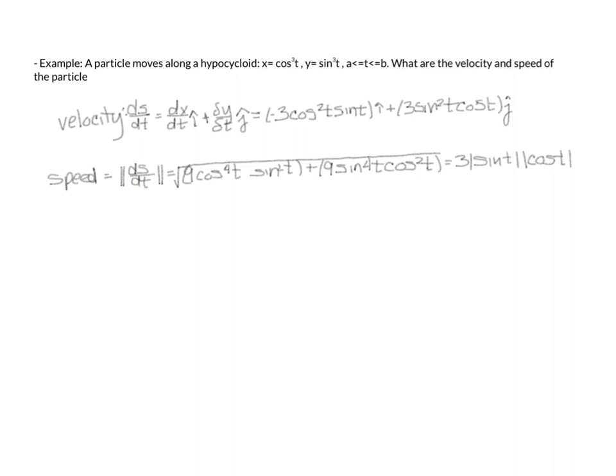Here we have one more example. A particle moves along the hypocycloid, x equals cosine cubed of t, y equals sine cubed of t, and t goes between a and b. What are the velocity and speed of the particle? So the velocity is just the derivative, so component by component, -3 cosine squared t sine t in the i direction, 3 sine squared t cosine t in the j direction, and actually there's no z direction, and the speed is just the square root of the sum of each of the components squared.